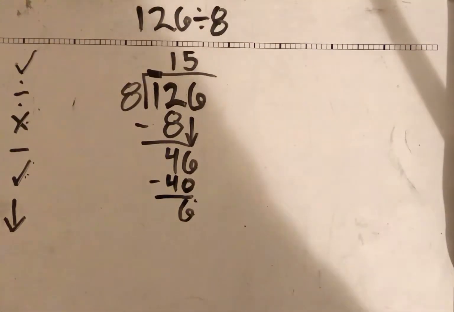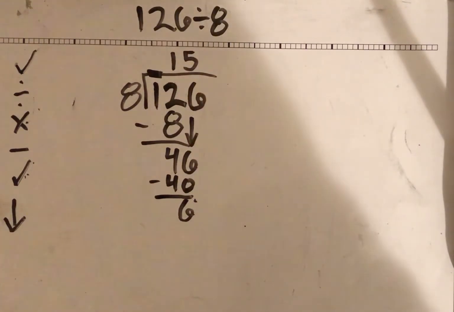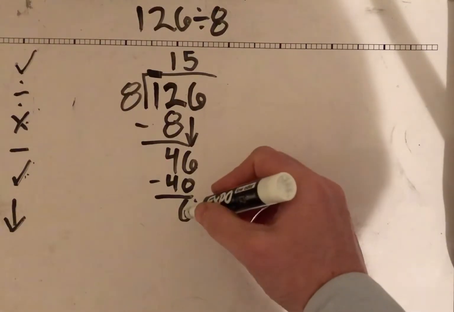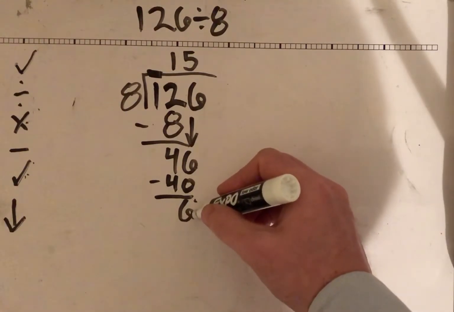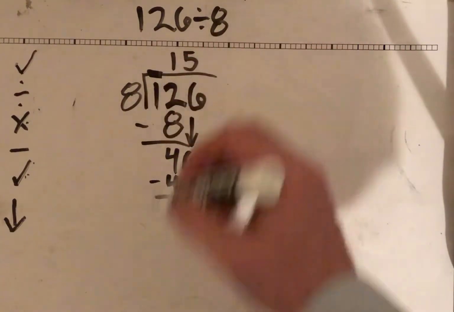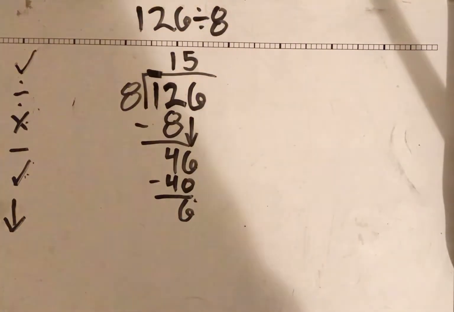And now in 4th grade, we could just stop there and say 15, remainder 6. And in 5th grade, we did learn that we could take this and make it into a fraction and put 6 as our numerator and 8 as our denominator. But I also want to show that we can use decimals.